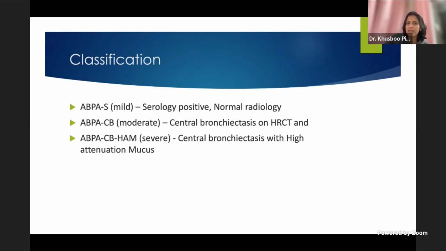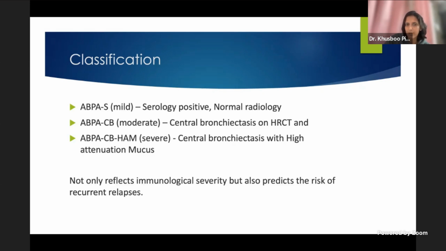ABPA-CB HAM is a severe disease where, apart from the serological and the clinical picture, you are seeing central bronchiectasis with high attenuation mucus. So the importance of high attenuation mucus is not just that it is pathognomonic, but it also says that the disease is more severe. So we see the immunological severity as well as the risk of relapses.